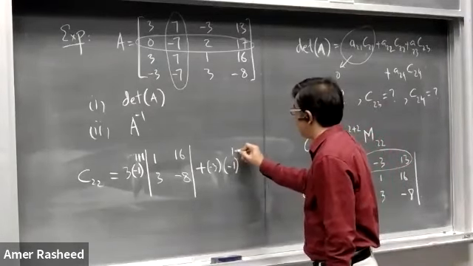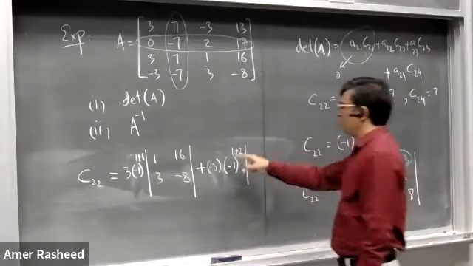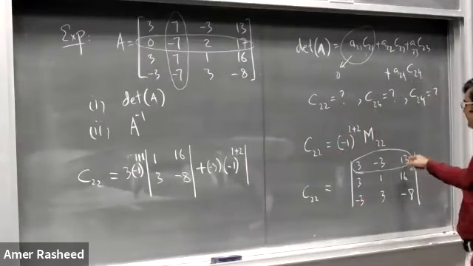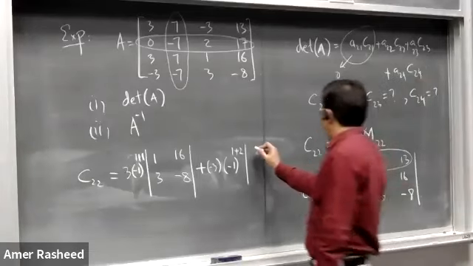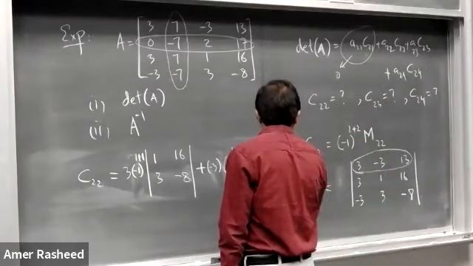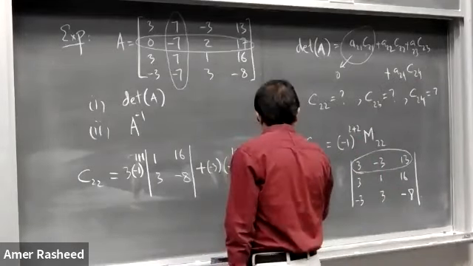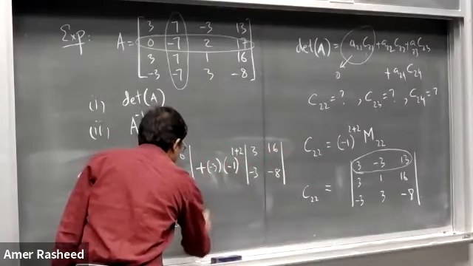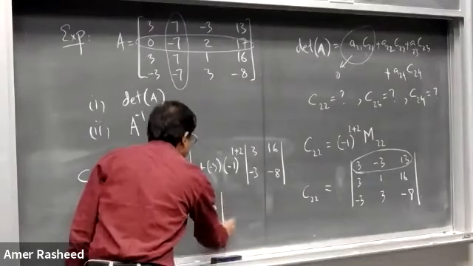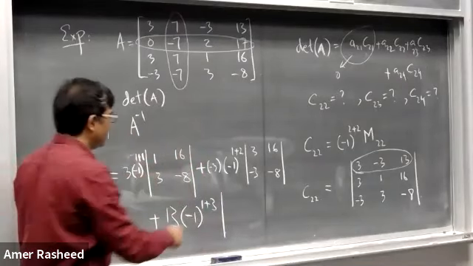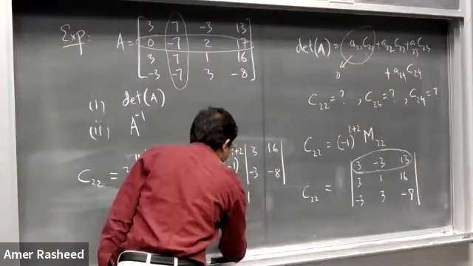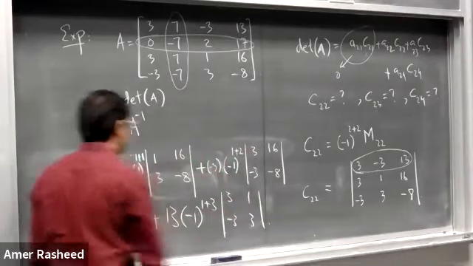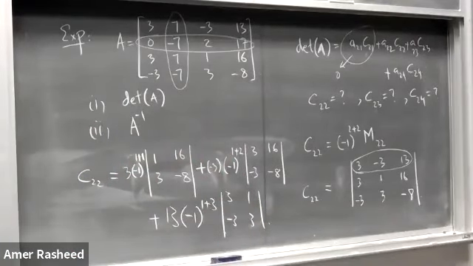-1 raised to the power 1 plus 2 times, now you are going to delete the first row and second column, so you get 3, 16, -3, -8. This plus 13 times -1 raised to the power 1 plus 3 times, first row and third column, you get 3, 1, -3, 3. This one. Okay.